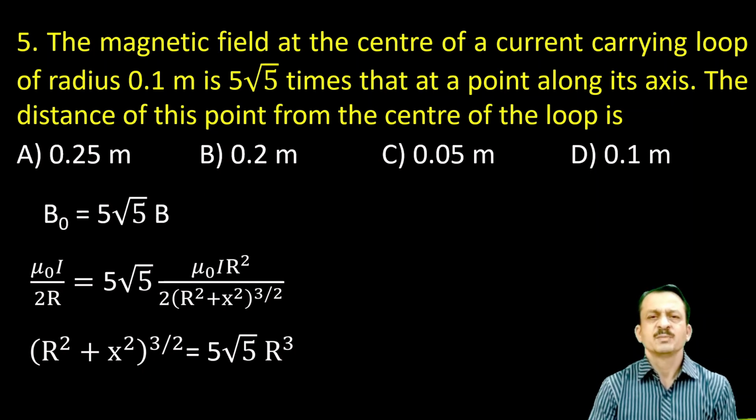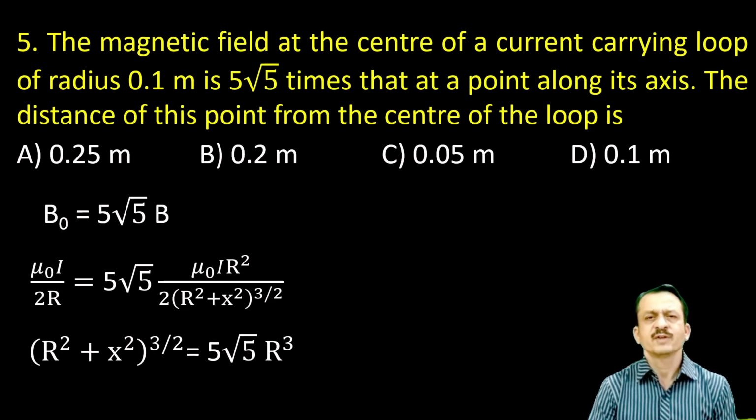Cancelling and cross multiplying, R square plus X square to the power of 3 by 2 is equal to 5 root 5 into R cube. Now squaring on both sides, I will get R square plus X square to the power of whole cube is equal to 5 root 5 whole square.